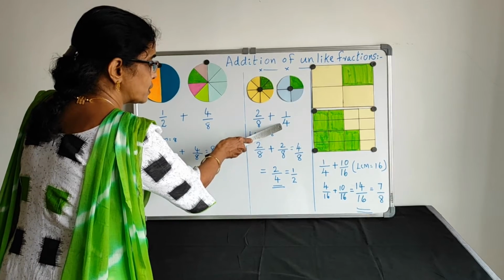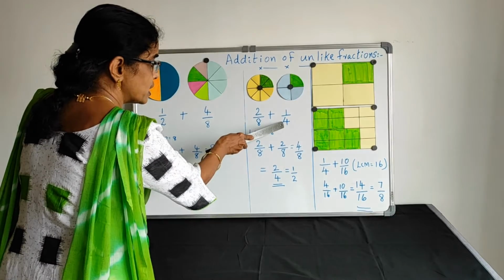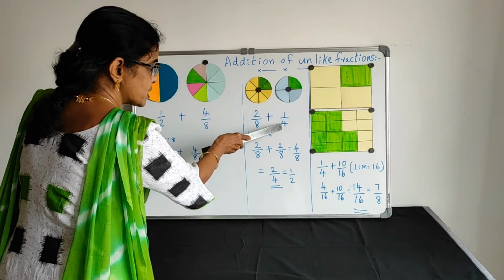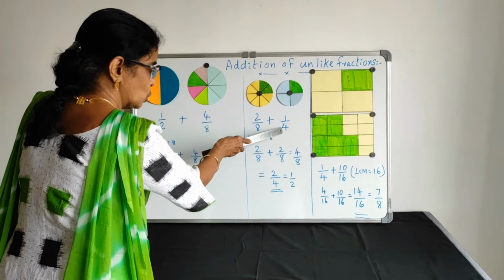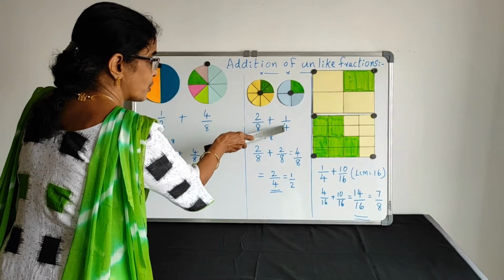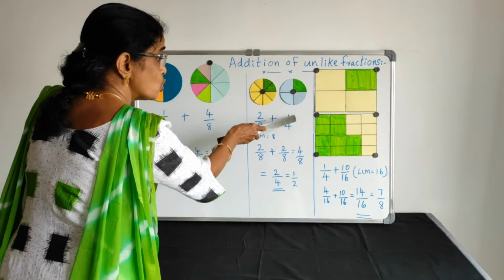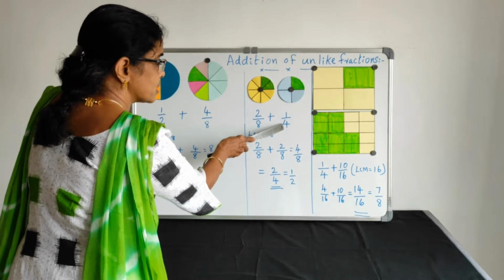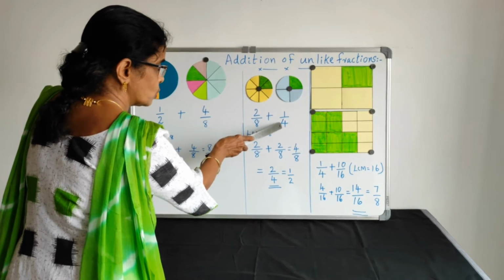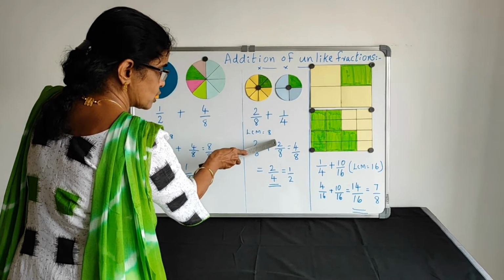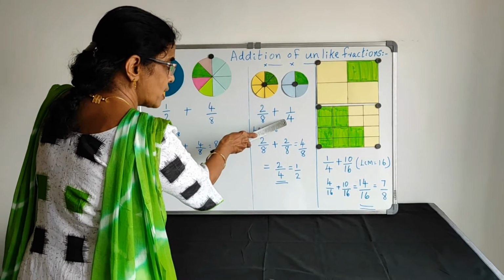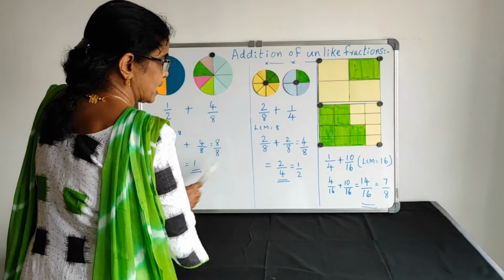The second fraction you have to change. Make the denominator 8. So get the clue number. 4 into which number do we get 8? 2. So you have to multiply this fraction by 2 by 2, or multiply the numerator and denominator by the same number 2. So 1 into 2 we are getting 2. 4 into 2 we are getting 8. So instead of 1 by 4 we are writing 2 by 8.